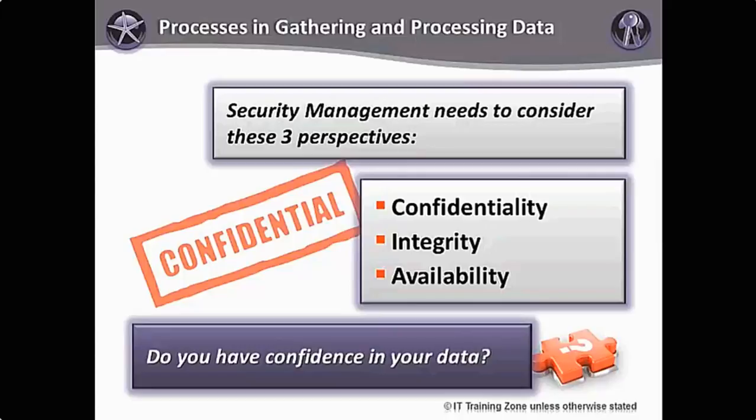Confidentiality. Data should be accessible only to those who need it and are authorized to view it. Integrity. Data is accurate and not corrupted or corruptible. And availability. Data is available when needed. Do you have confidence in the confidentiality, integrity, and availability of your data?